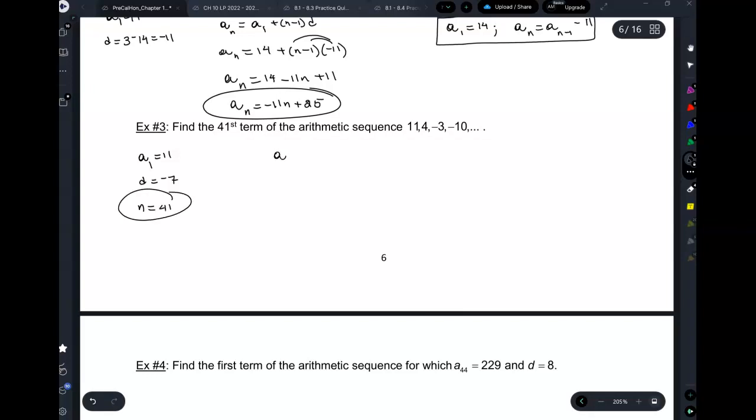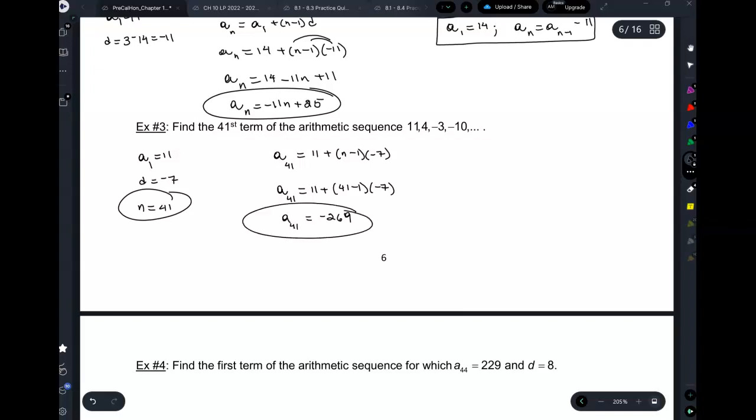So here's what you do. A sub 41 is equal to A sub 1 plus n minus 1 times negative 7. And remember we said n was 41. So A sub 41 is 11 plus 41 minus 1 times negative 7. And that happens to be negative 269.